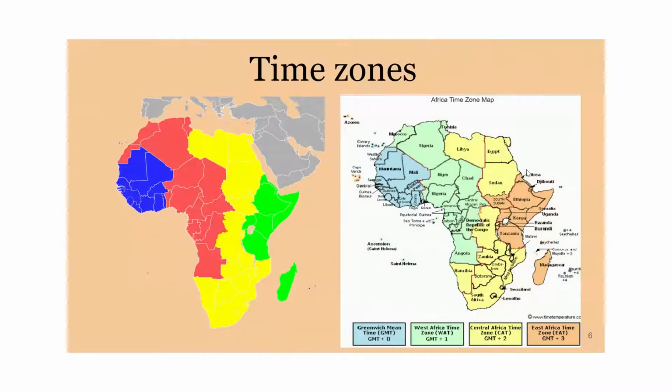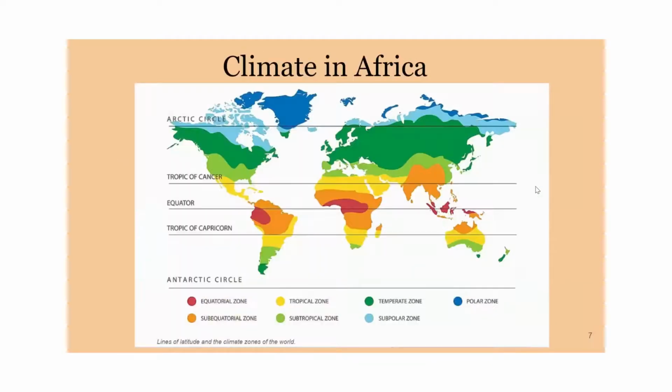Time zones include the Greenwich Mean Time, where the Greenwich Prime Meridian passes in Accra, Ghana, West Africa Time Zone, Central Africa Time Zone, and East Africa Time Zone. Climate zones fall between the Tropic of Cancer and the Tropic of Capricorn. So you have 4 different climate zones in the continent of Africa: the equatorial climate zone, where the equator passes, sub-equatorial, tropical zone, and subtropical zones.